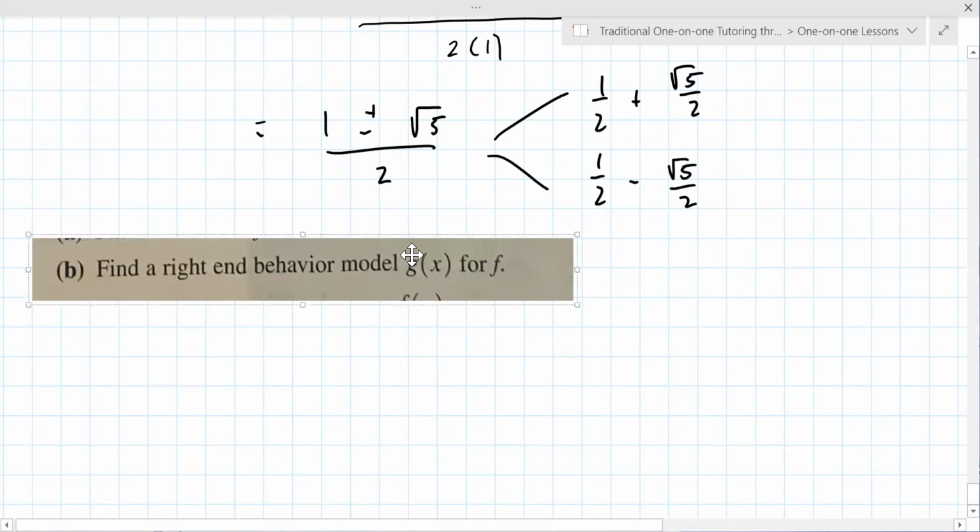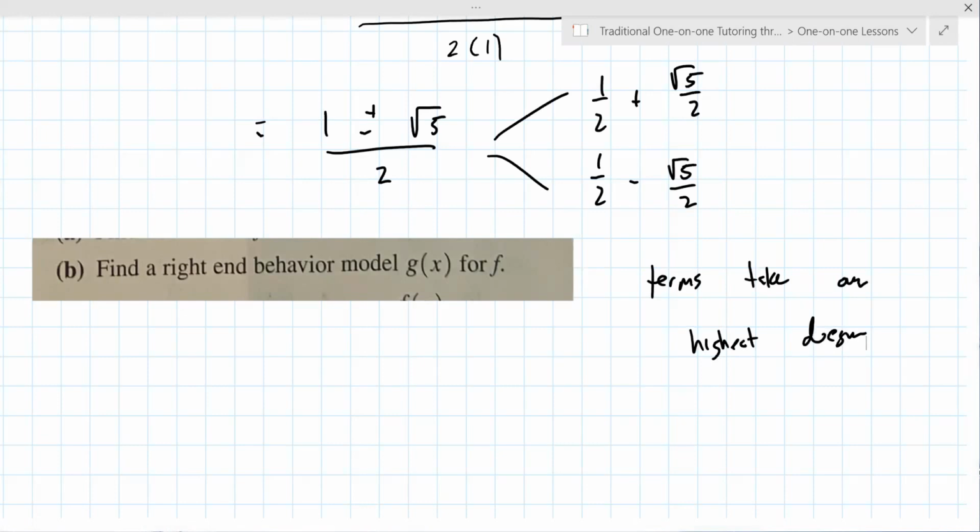So part B says find a right-hand behavior model G of X for F. What that means is it's asking what terms take over. And what you're looking for is the highest degree terms. So your original function is here. Let me snip that in.